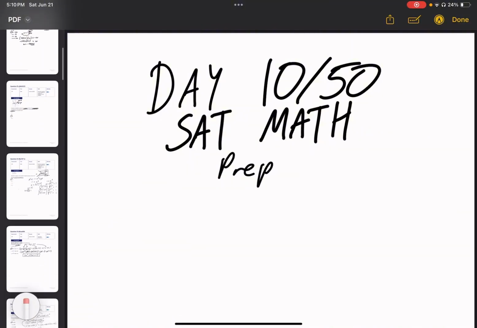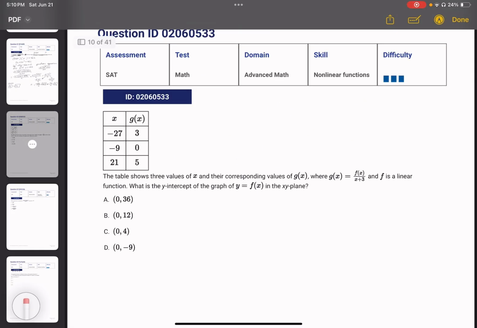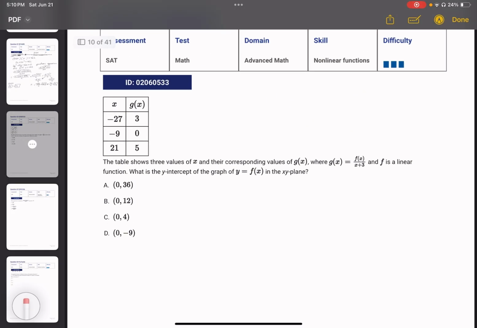And looking at our first problem, we have this chart of x and g of x values. The table shows three values of x and their corresponding values of g of x, where g of x is equal to f of x over x plus 3, and f is a linear function. What is the y-intercept of the graph y equals f of x in the xy plane?